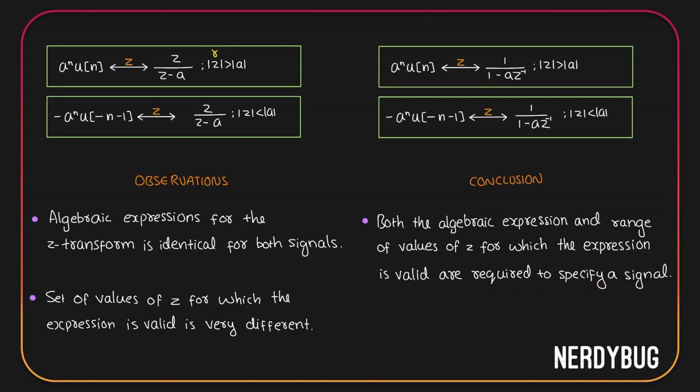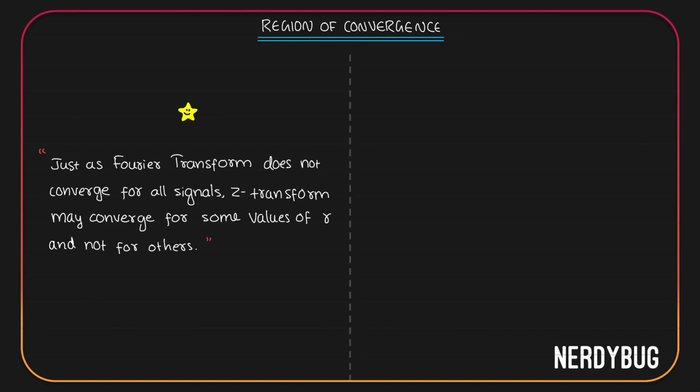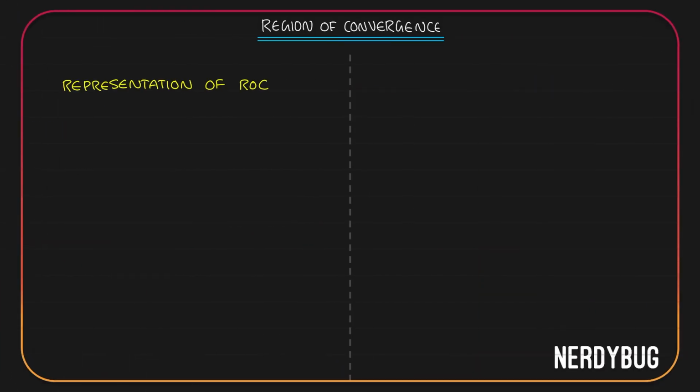To specify a signal in the z domain, you have to have the algebraic expression and also the range of values of z for which the expression is valid. That is the region of convergence. So we can conclude that just as Fourier transform does not converge for all signals, Z transform may also converge for some values of R and then not for other values. Let us now see how we can represent region of convergence of Z transform.